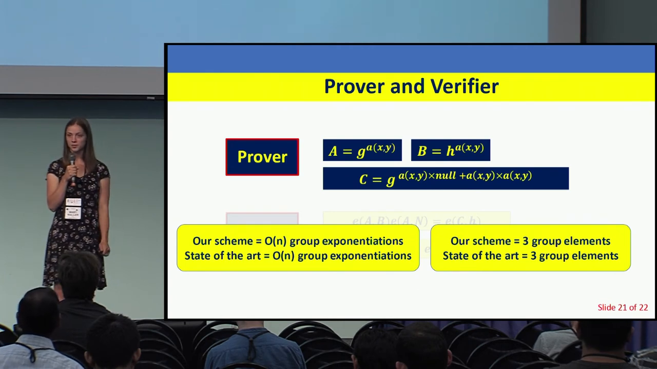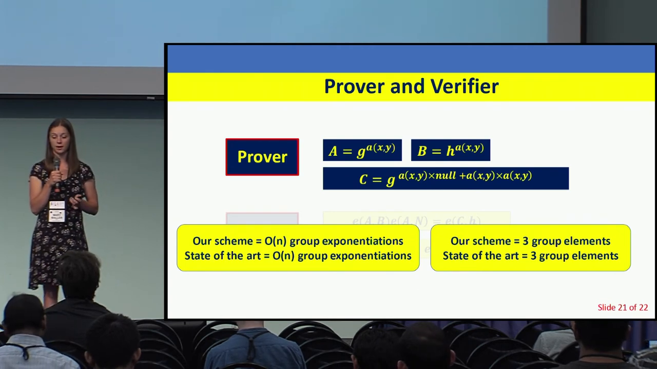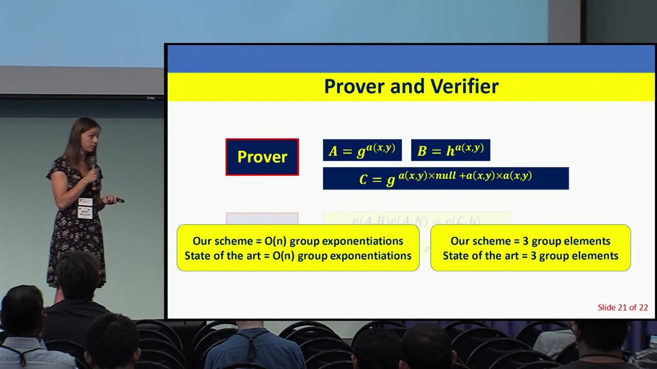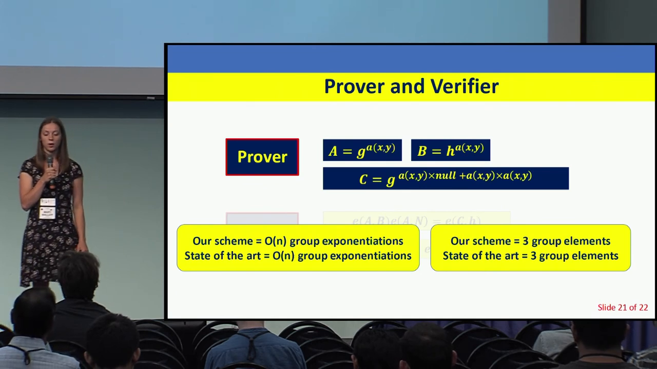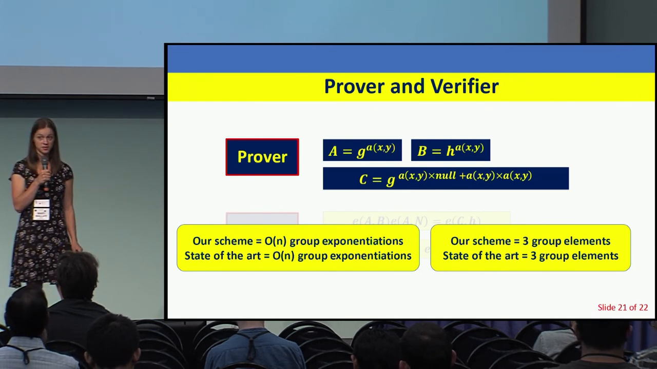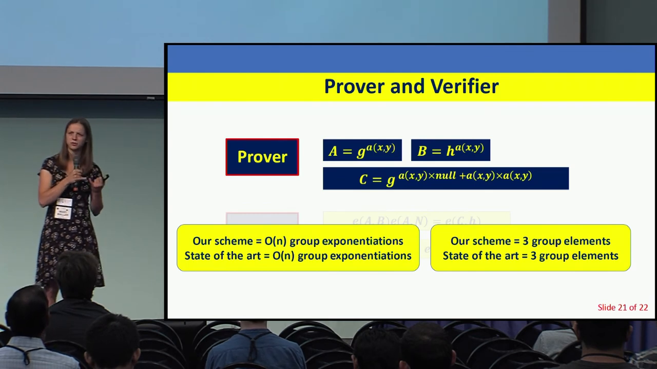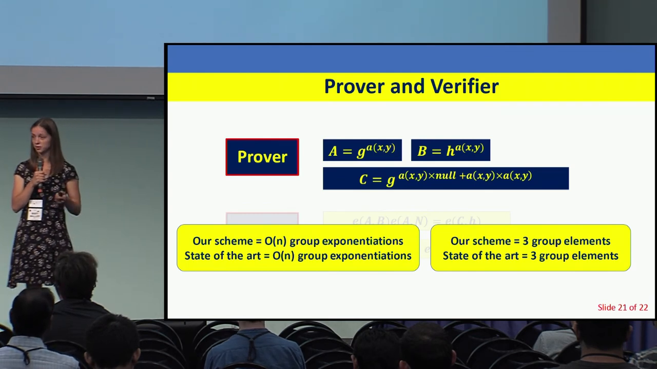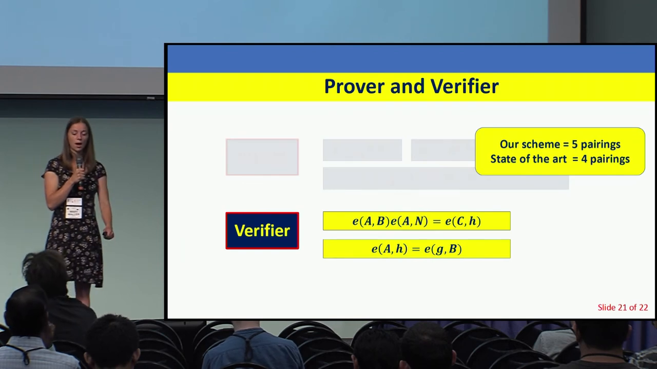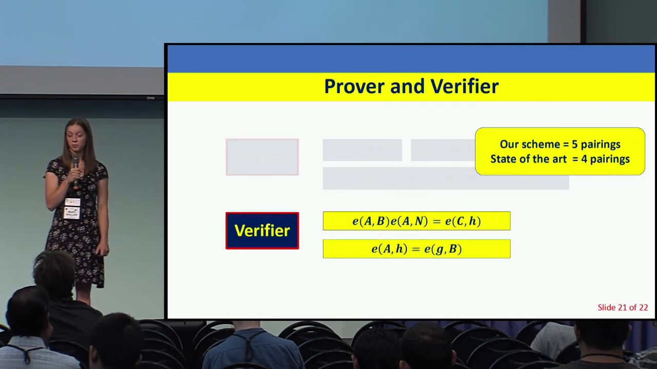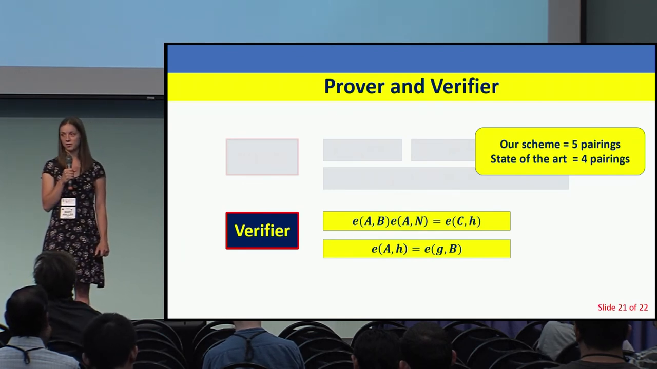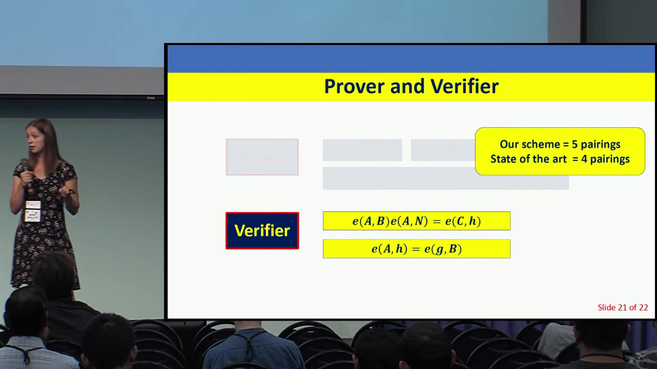Overall, our proof size just has three group elements, and this is exactly matching the state of the art. We also require a linear number of group exponentiations, also matching the state of the art, possibly not in terms of constants, but certainly in terms of asymptotics. And our scheme requires five pairings for the verifier, unlike the state of the art, which requires four pairings, so we're really very close.